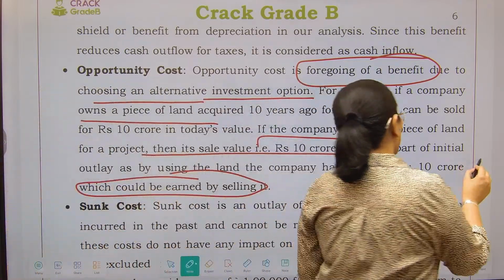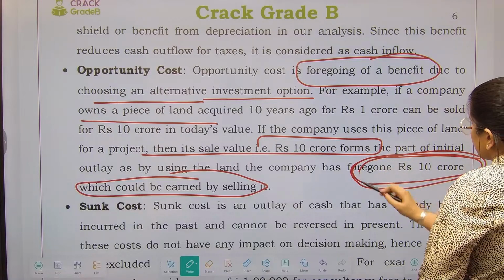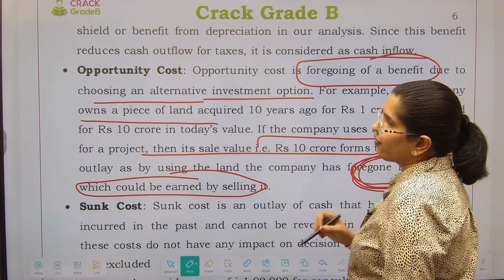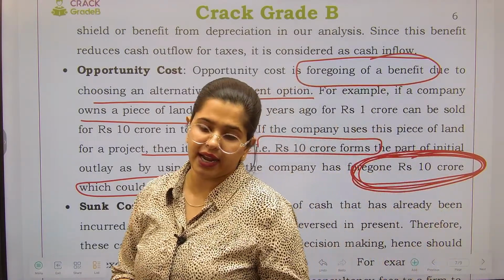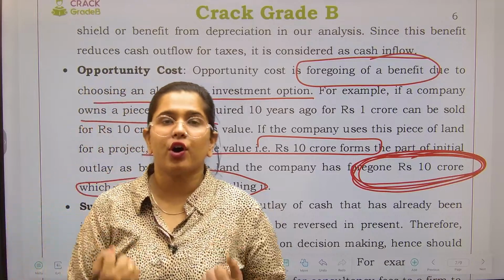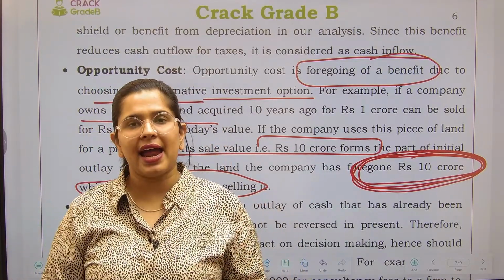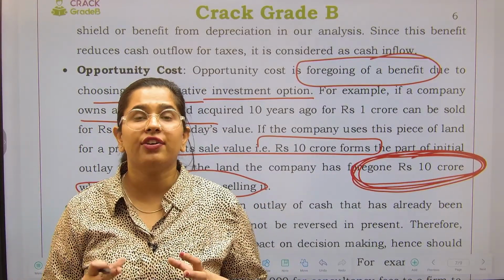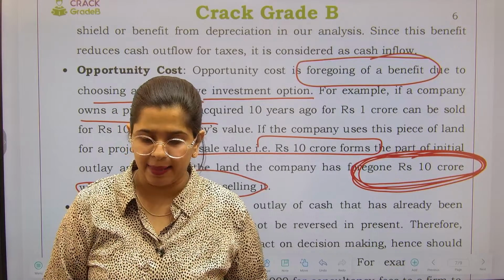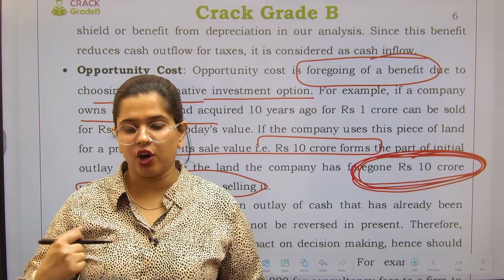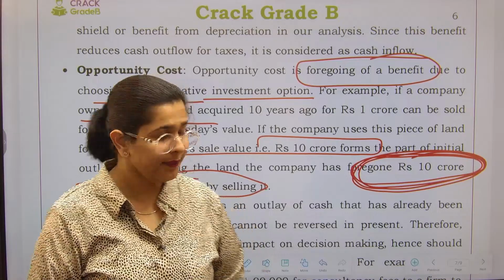You are using the land for your business purposes, but that land, if it could have been sold, would have given you 10 crore rupees. So that is an opportunity cost. You are using the land for your own purposes, that is not for free. Free में नहीं है, right? That has got a certain cost attached to it, okay?